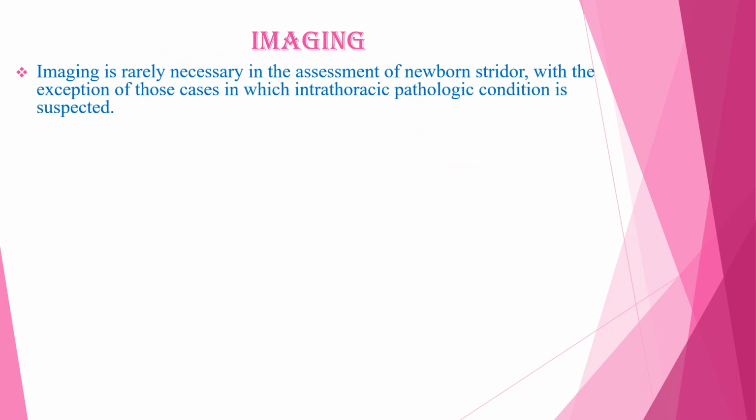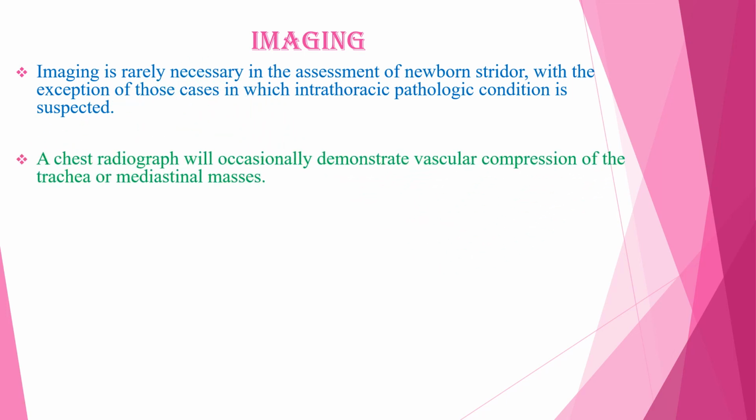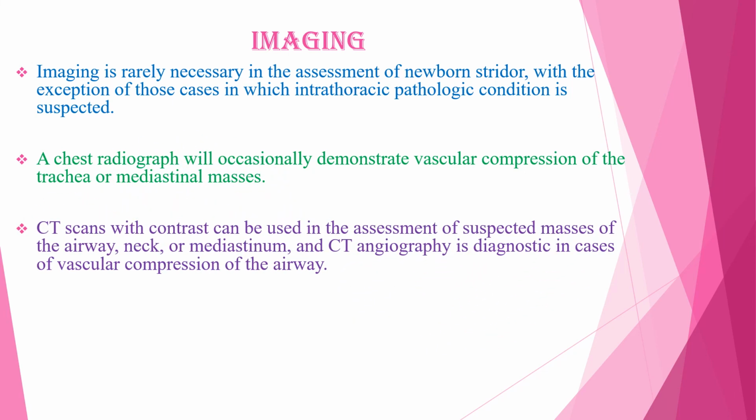Regarding imaging, it is rarely necessary in the assessment of newborn stridor, with the exception of those cases in which intrathoracic pathologic condition is suspected. A chest radiograph will occasionally demonstrate vascular compression of the trachea or mediastinal mass. CT scan with contrast can be used in the assessment of suspected masses of the airway, neck, or mediastinum, and CT angiography is diagnostic in case of vascular compression of the airway.